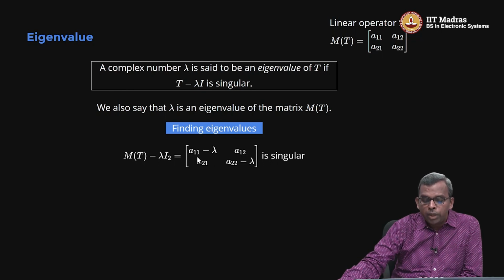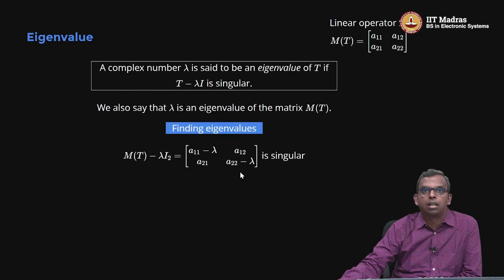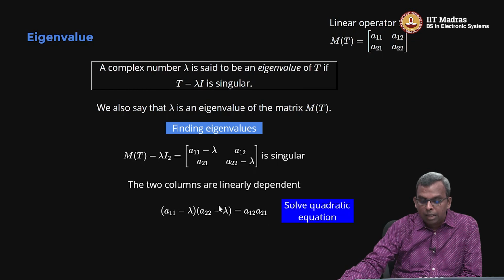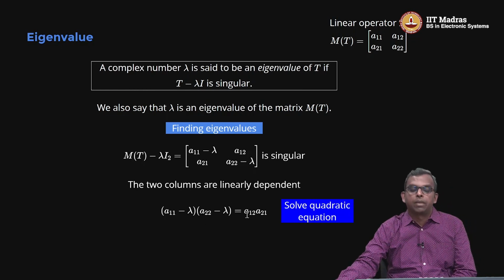Now, what do I know about singular? It means that this column and this column have to be linearly dependent, right? They cannot be linearly independent. How do I make these two columns linearly dependent? Two columns being linearly dependent, I know exactly what the condition is, right? These two cross products must be equal. The two columns have to be linearly dependent, which means these two cross products have to be equal, and you get a quadratic equation. That's it.